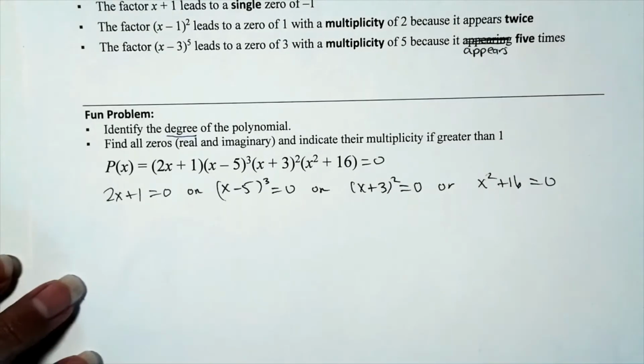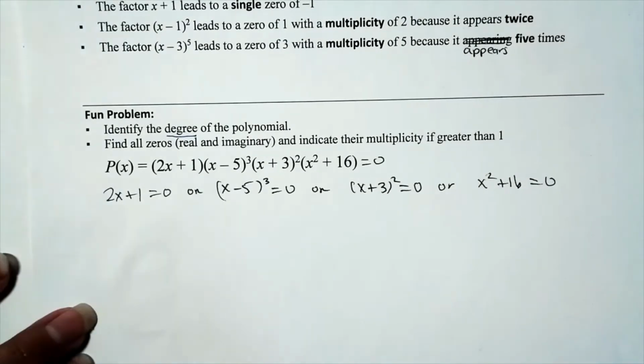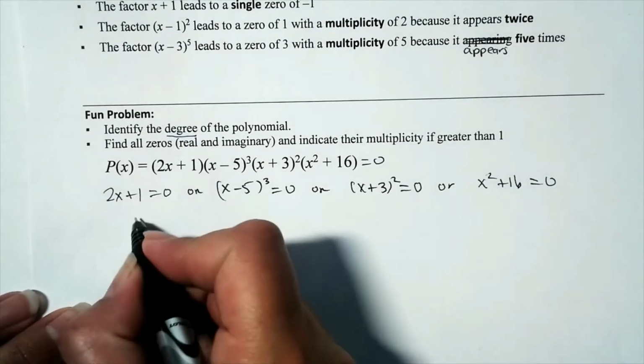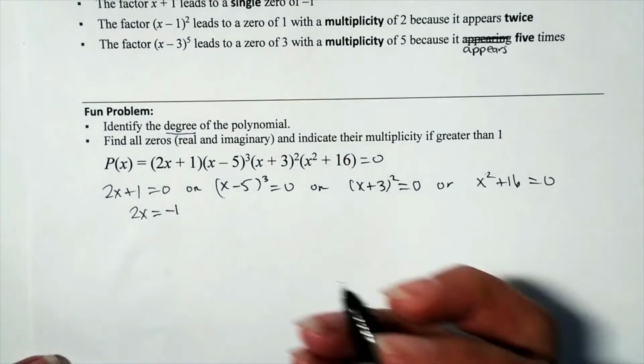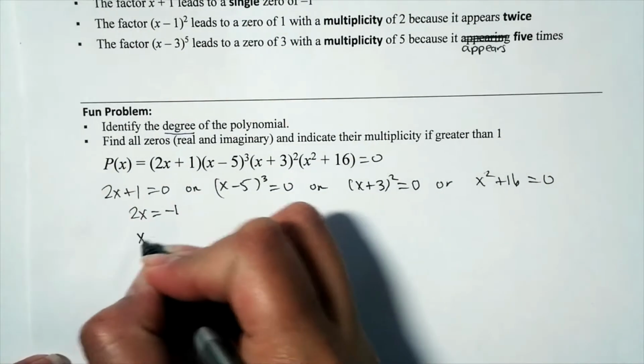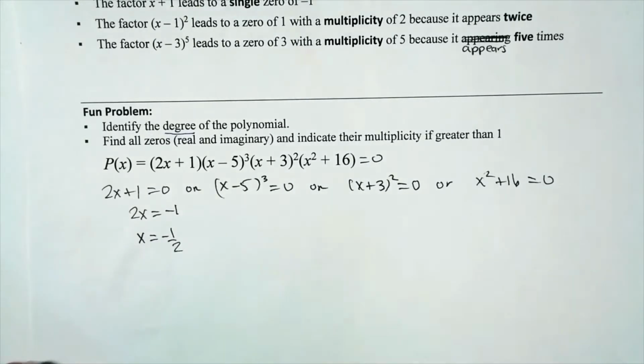So if the first factor equals 0, we take our time. After we subtract 1 from both sides, that will give us 2x equals -1. And after we divide both sides by 2, that will give us x equals -1/2.